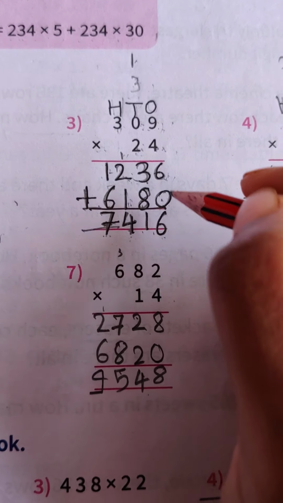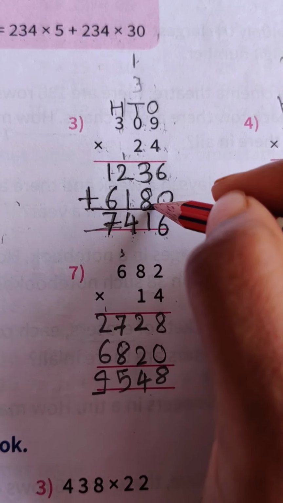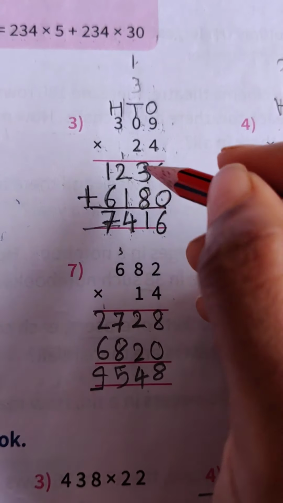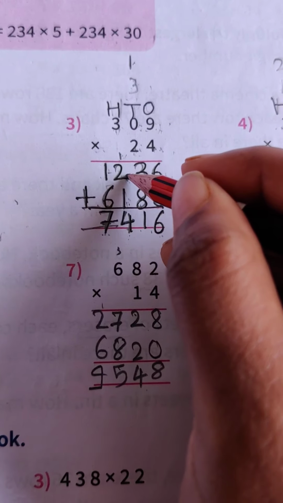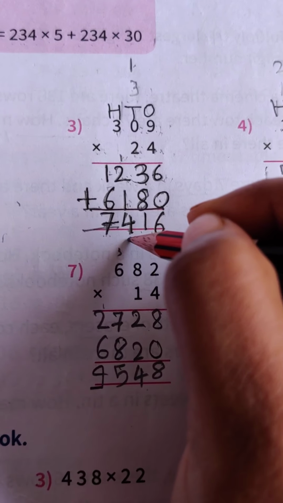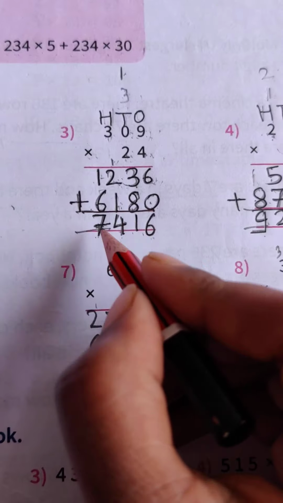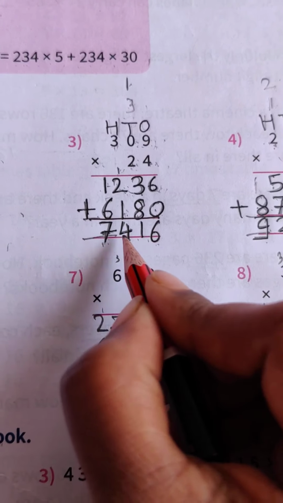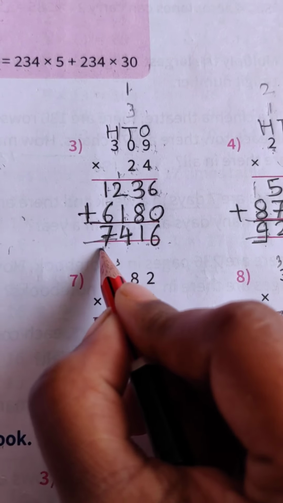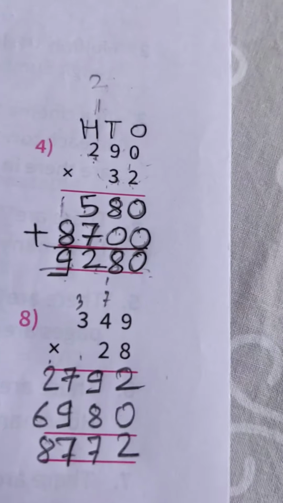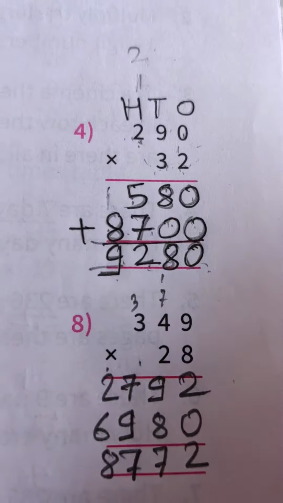6 plus 0, 6. 8, 3 plus 8, 11. So 1 is written here and 1 is the carry. 1 plus 2, 3, 3 plus 1, 4. So how much are we getting? 4. 1 plus 6, 7. So how much are we getting as the answer? 7416. This is example number 4. Now look here at example number 5.